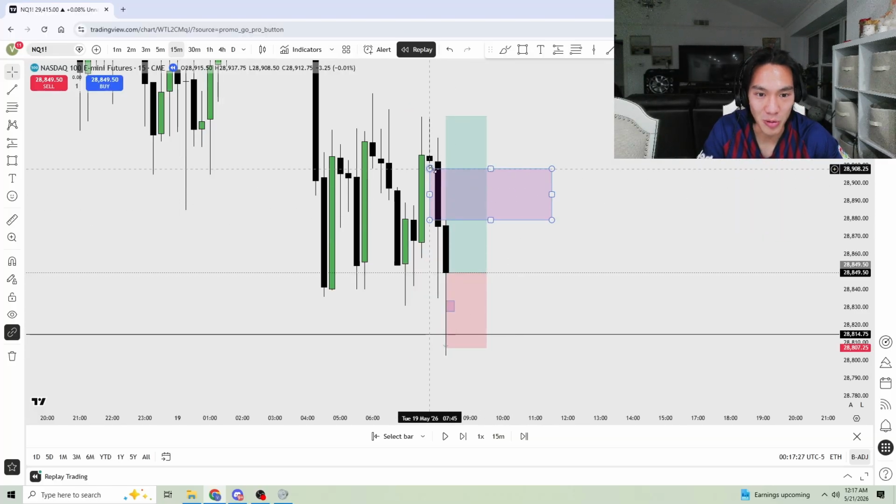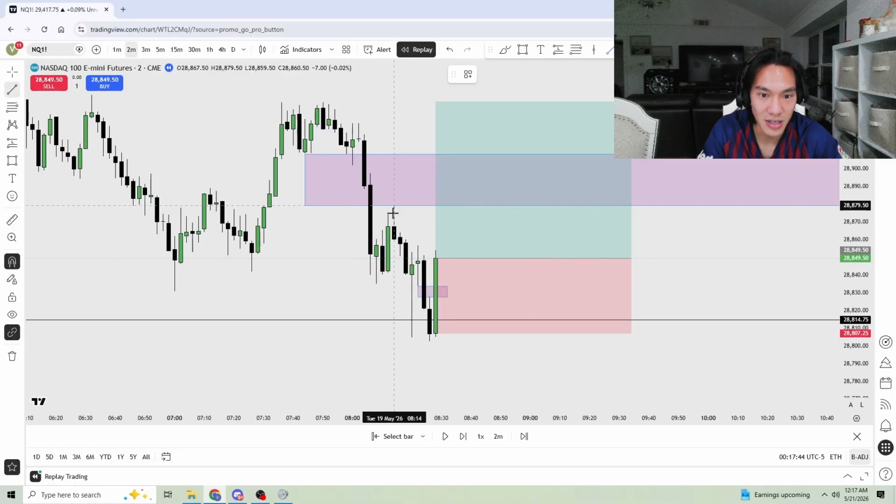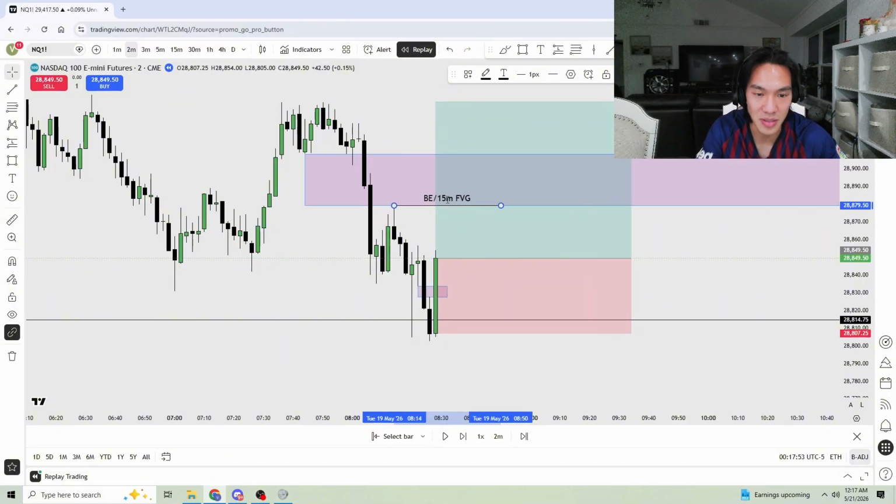So you see here, there's a 15-minute fair value gap and it hasn't been touched yet. So that's a good target at this low right here. And then this is a good break even point, and it's the 15-minute fair value gap.